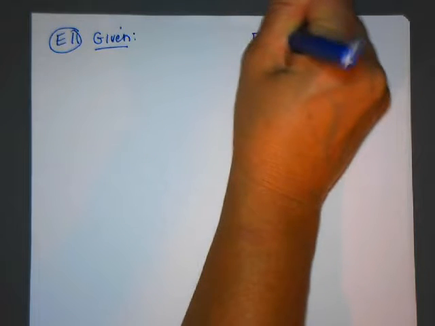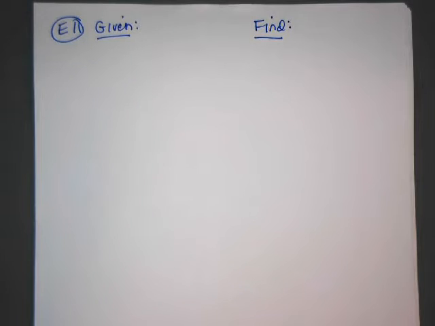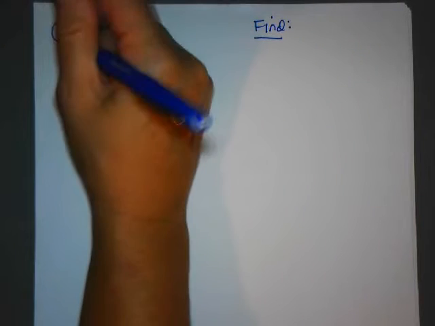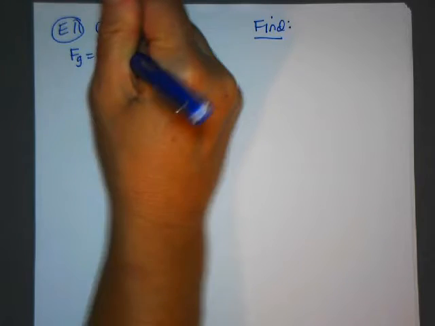So we're looking at E11, and we're going to write our given, and we're going to write our find. We're going to chunk, which means we're going to read, we're going to write. So it says a block weighing 98 newtons. So that's not the mass, that's the weight. F of G is 98 newtons.